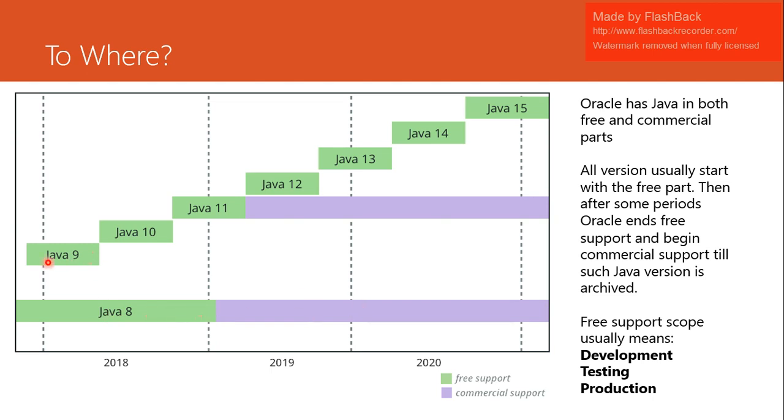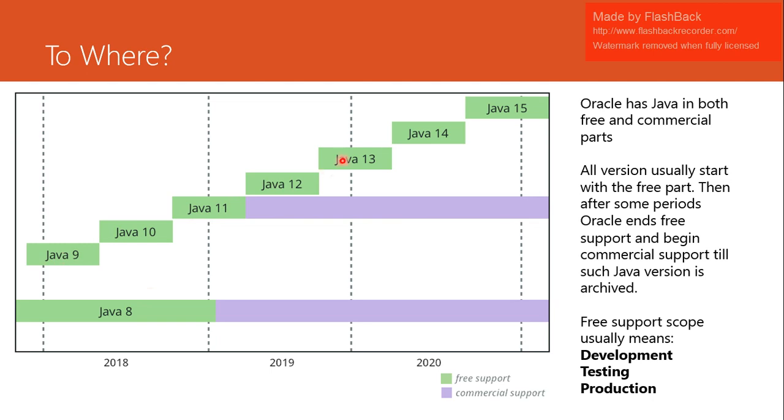But as for Java 9, the free support, look at Java 9 and Java 10. After the free support, there is not even a commercial part of it. They just stopped, and after the release of Java 10, which is just 6 months after the release of Java 9, they ended and archived Java 9 immediately. Java 11 wasn't archived after Java 12 was released, simply because Java 11 is LTS just like Java 8. We'll learn what LTS means.